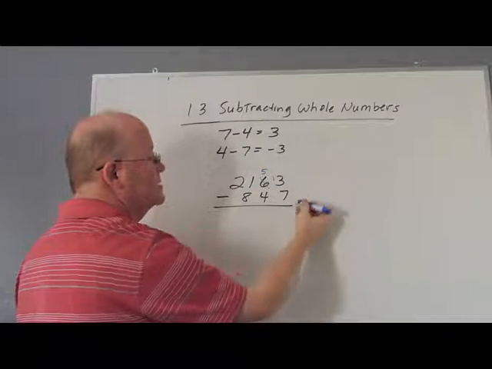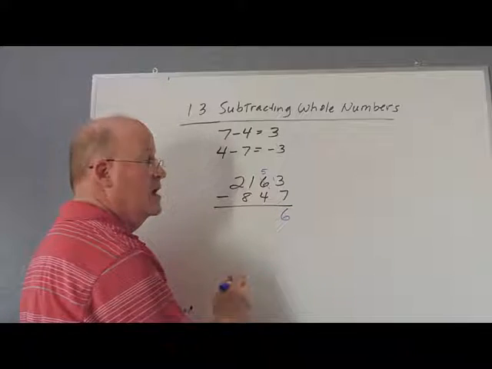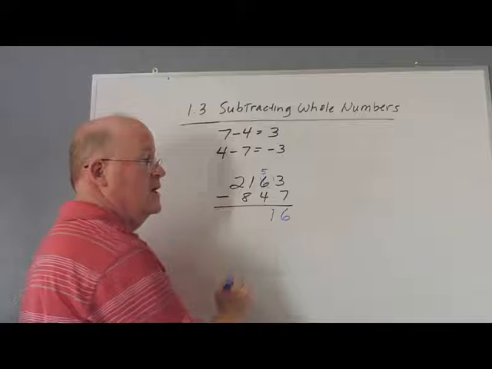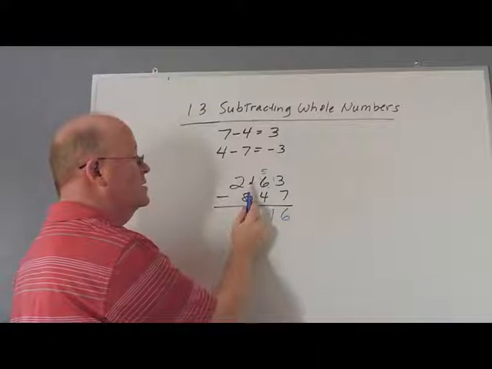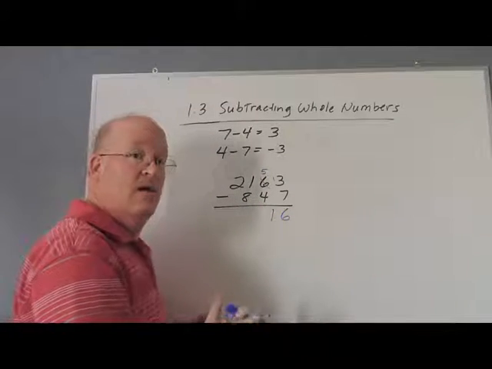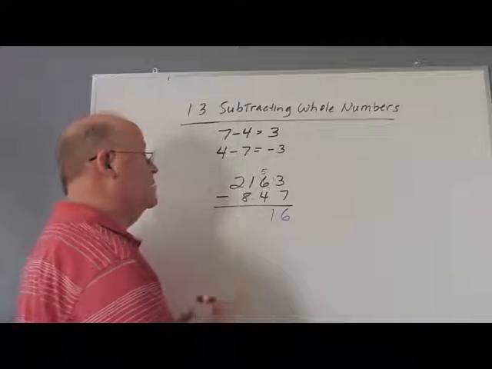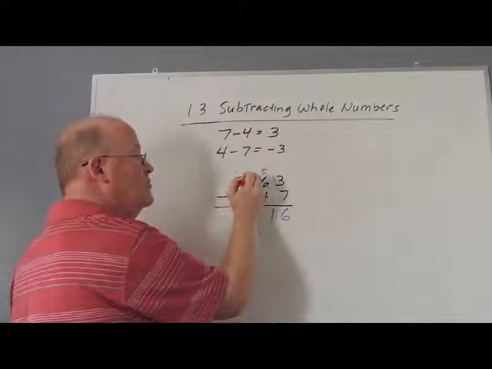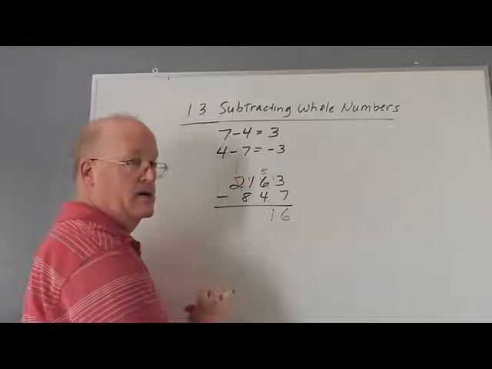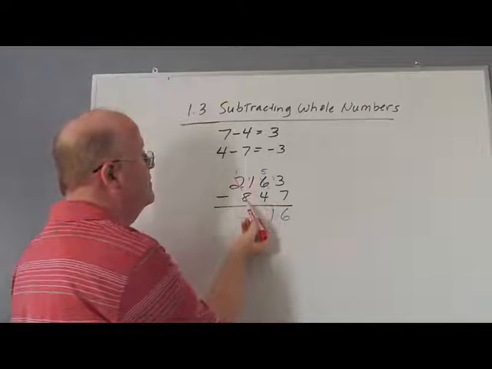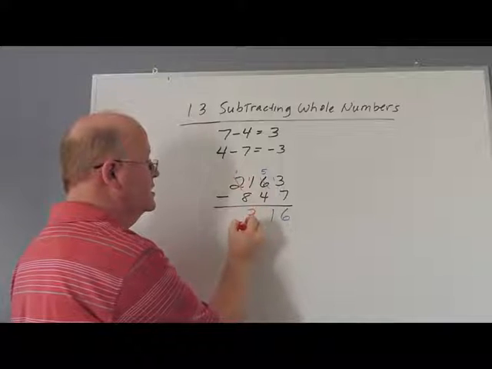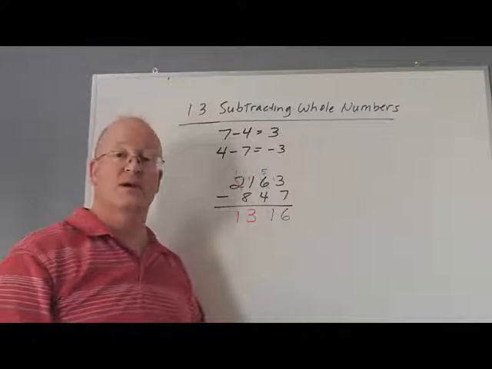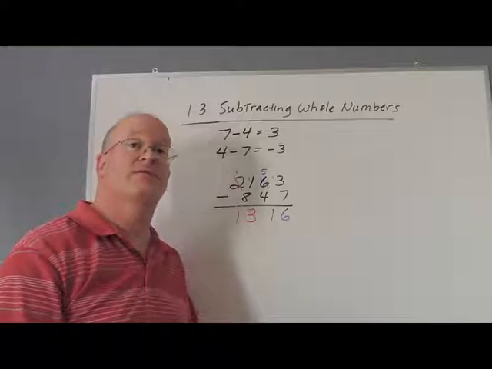Now 13 minus 7 is 6. I move to the tens column. 5 minus 4 is 1. We move to the hundreds column. I cannot go 1 minus 8 and get a positive number. So again, I've got to do some borrowing. Borrow from the 2, make that 1, and move 10 of those over to the next column. So I have 11 minus 8 is equal to 3, and then 1 minus nothing is 1. So I have 1,316 as the difference here.